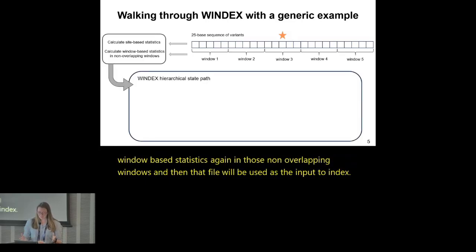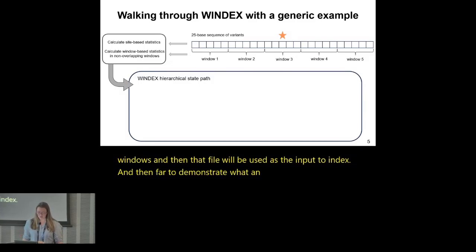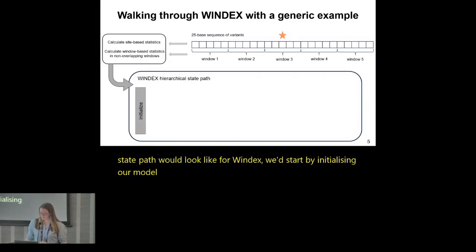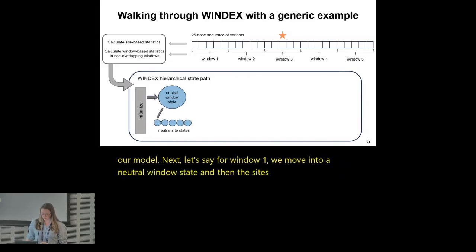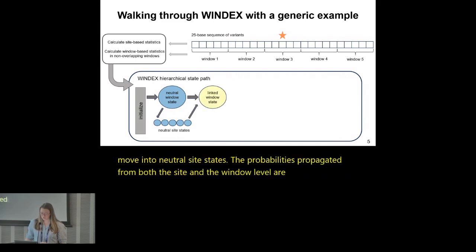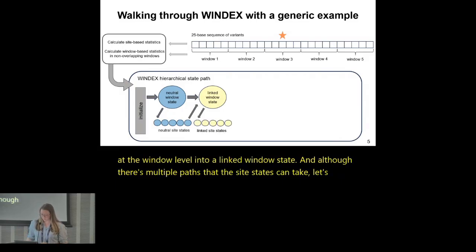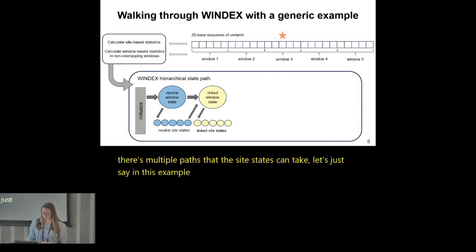And then if I were to demonstrate what an optimal hierarchical state path would look like for WINDEX, we'd start by initializing our model. Next, let's say for window 1, we move into a neutral window state, and then the sites within window 1 move into neutral site states. The probabilities propagated from both the site and the window level are then used to make the next classification, or the next transition, I should say, at the window level into a linked window state. And although there's multiple paths that the site states can take, let's just say in this example that the linked window state transitions the site states only into linked.